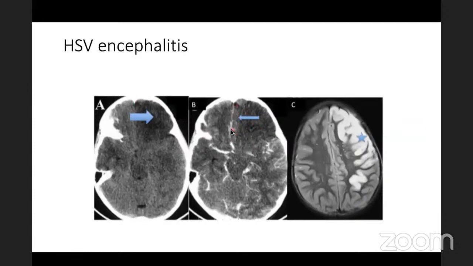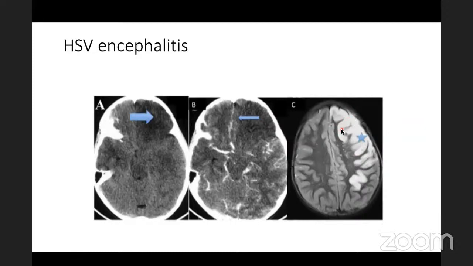So the second plate is that of a contrast scan. So you can see that there is diffuse meningeal enhancement. In addition, there is a midline shift, because the falx cerebri is being pushed to the right side. This is confirmed by a CT scan which shows cortical hyperintensity. This is a T2 scan which is showing cortical hyperintensity.